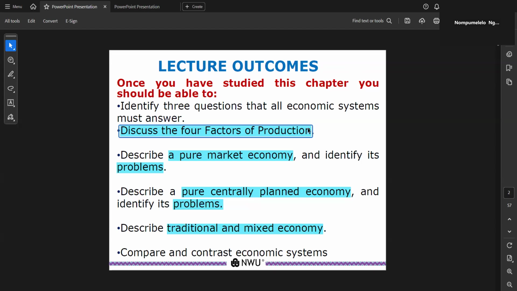We're going to focus on the lecture outcomes, because I believe that when the lecturer sets a test or an exam, they always focus on the outcomes. So this is like the required material.